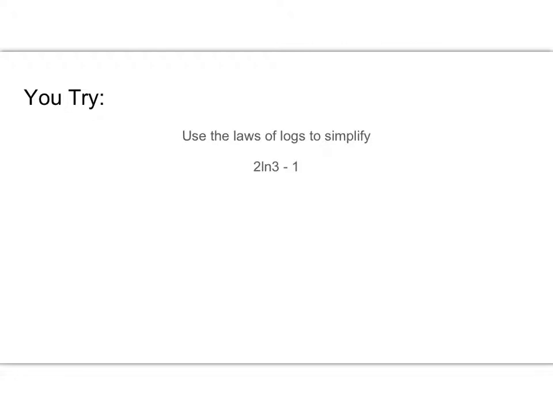Okay, let's rewrite this. Natural log of 3 squared minus 1, which is the natural log of e. Now I can combine, let's simplify the 3 squared. That's the natural log of 9 minus the natural log of e. And now I can rewrite it as the natural log of 9 divided by e.